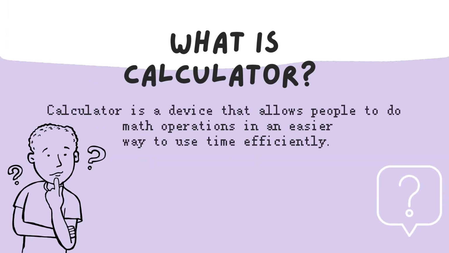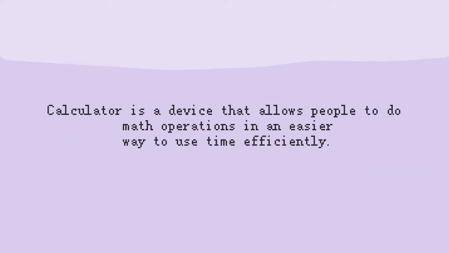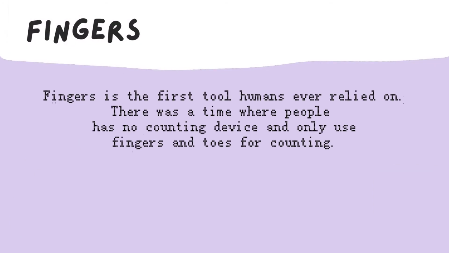A calculator is a device that allows people to do math operations in an easier way and to use time efficiently. Fingers are the first tool humans ever relied on. There was a time when people had no counting device and only used fingers and toes for counting.